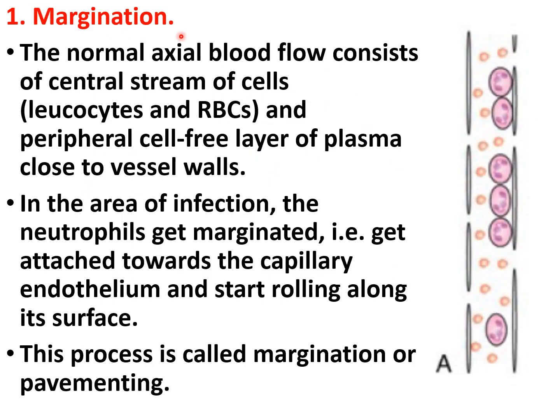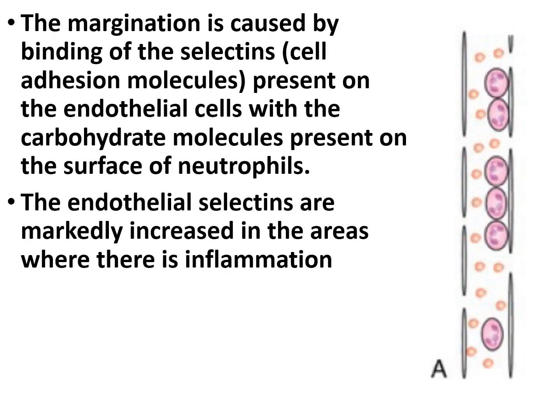So first of all, about margination. The normal axial blood flow consists of a central stream of cells like leukocytes and RBCs, and a peripheral cell-free layer of plasma close to the vessel wall. In the area of infection, the neutrophils get marginated, meaning they get attached to the capillary endothelium and start rolling along its surface. This process is known as margination.